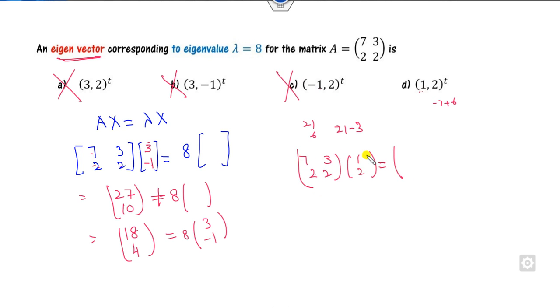So what is the meaning of that? 7 plus 6 is 13. 2 plus 4 is 6. Again, it is not there. So is there any mistake? We can check the first option again.